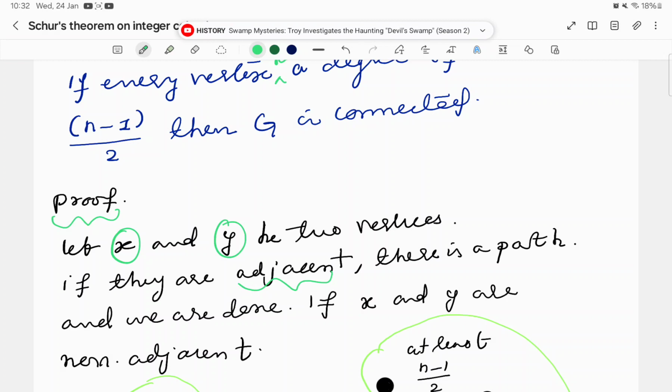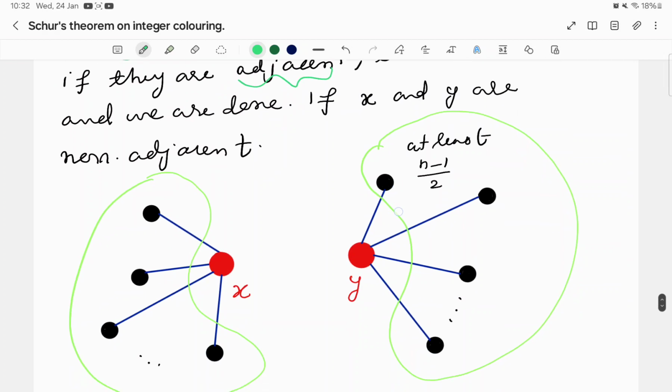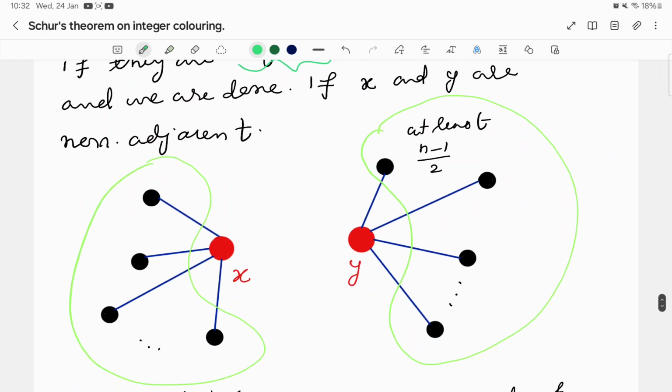So suppose they are not adjacent, then let's use this picture. X and Y not adjacent means they are not connected by an edge, right? Okay. So our aim is to exhibit one or two more vertices that connect them; anyway, we have to find a path.